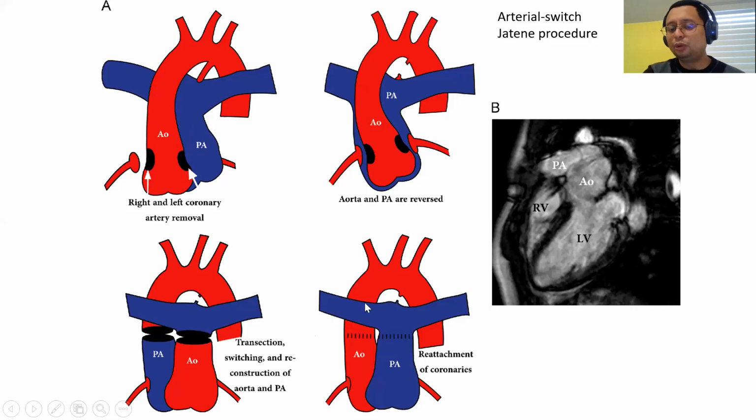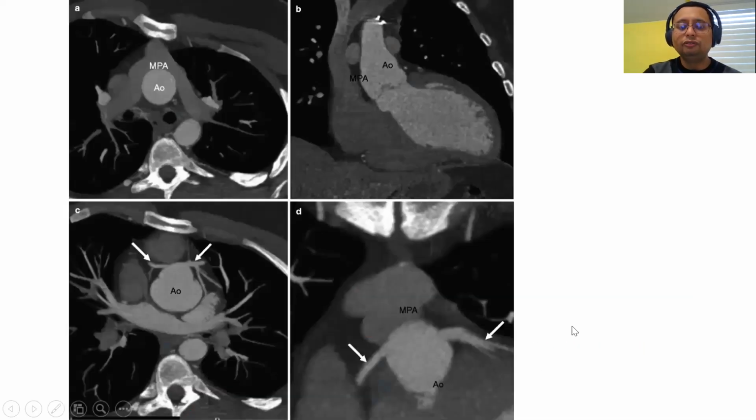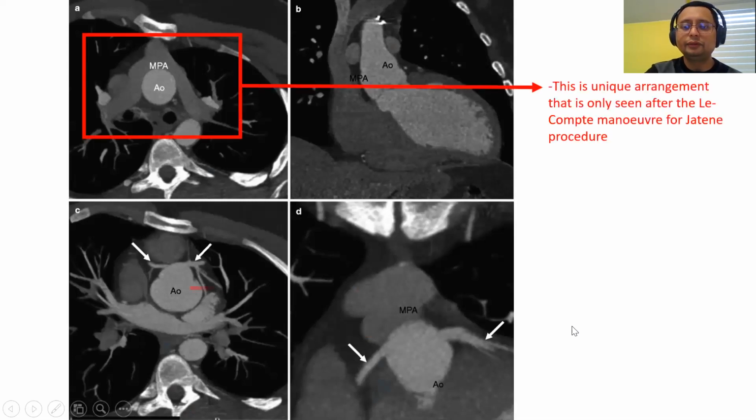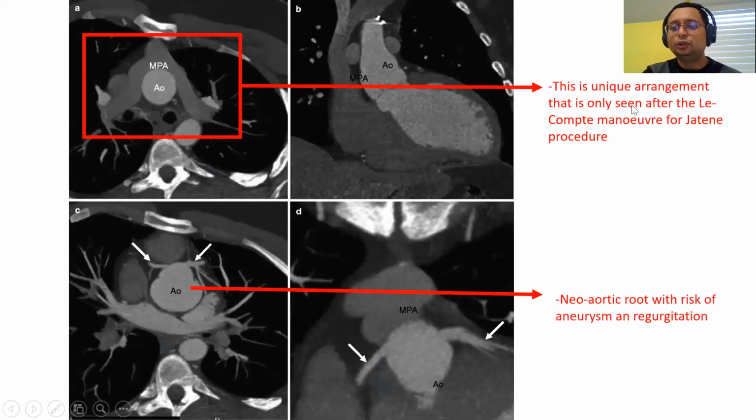So this is the end product. This is the pulmonary artery that has been transferred. That is the aorta that has been transferred. That's what we call a Lecompte maneuver, and that is how you see the Lecompte maneuver in cardiac MRI. This is a unique arrangement that is only seen after the Lecompte maneuver for Jatene, and this is a neo-aortic root with risk of aneurysm and regurgitation.